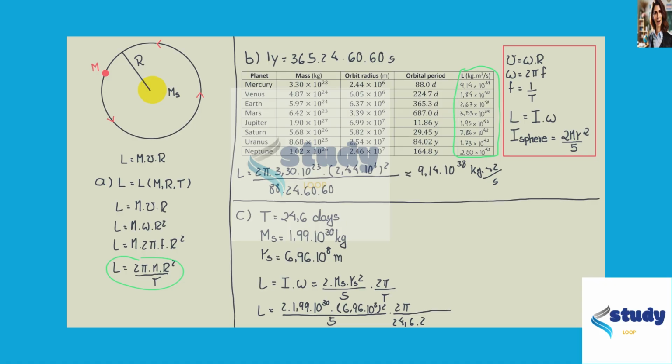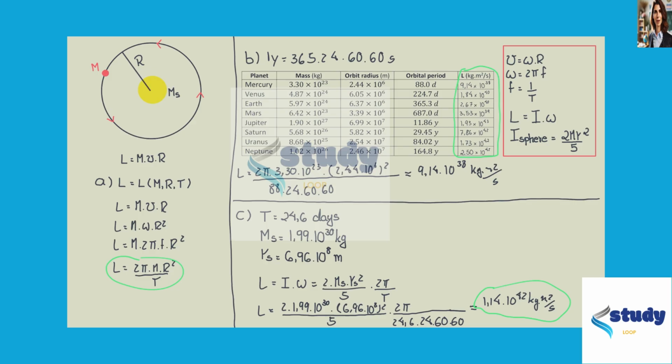Converting from days to seconds goes as follows. 1 day has 24 hours, 1 hour has 60 minutes, and each minute has 60 seconds. Then we multiply the number of days by this conversion factor to have it in seconds. By solving that calculation, we get approximately 1.14 times 10 to the 42 kilograms meters squared per second.